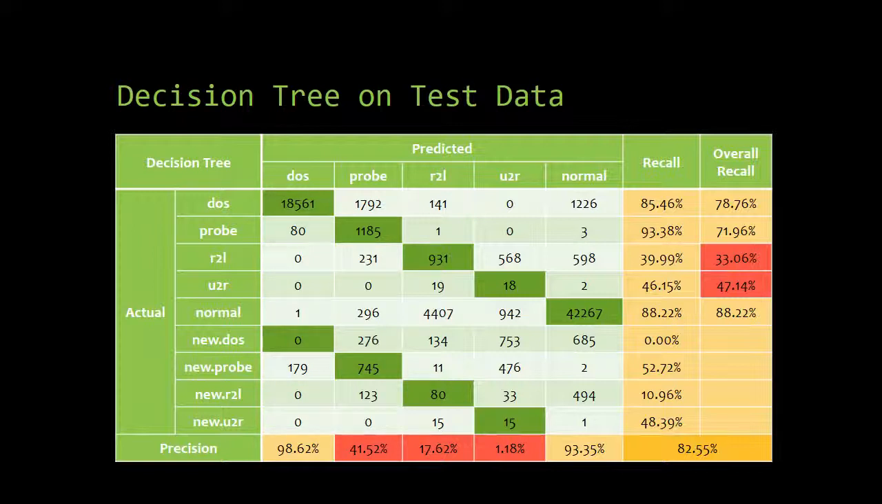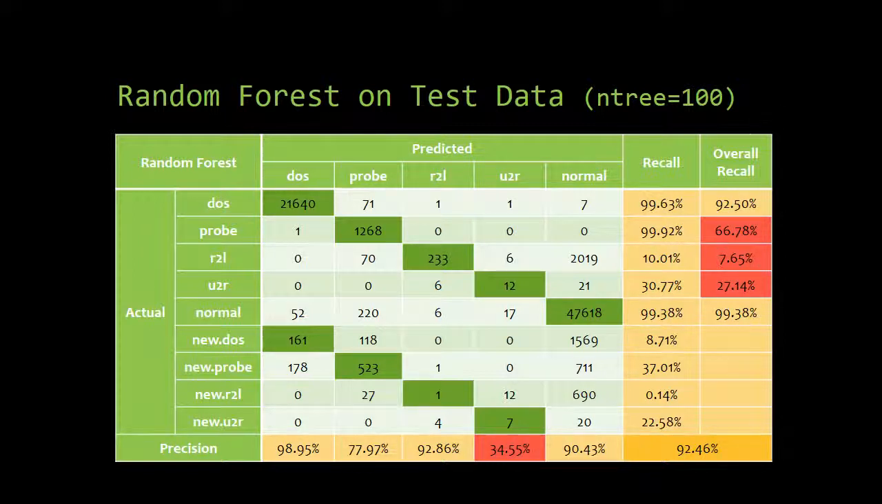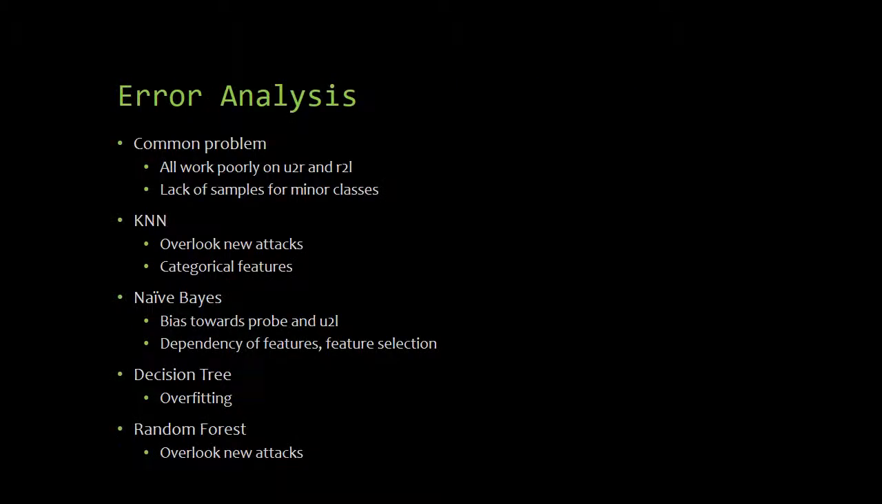Decision tree's result on test data was worse than the training data, and the precision for U2R is very bad. For random forest, the overall result looks good, but the recall rate for R2L is really low, and still the performance of U2R is not good. Here is the error analysis of these methods.